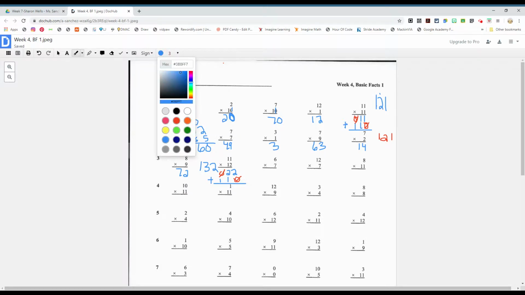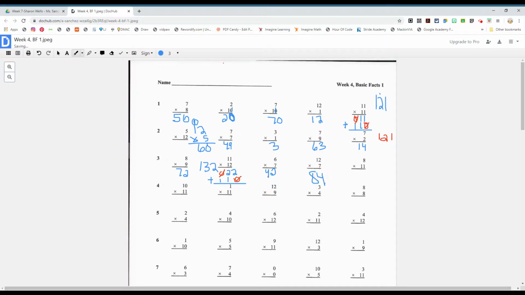6 times 7, 42. 12 times 7. 12 times 7 is 84. How do I know that? Because 7 times 2 is 14. There's a 4. Regroup the 1, circle it. 7 times 1 is 7, plus that 1 is 8. 11 times 8, 88. I think we said one more.